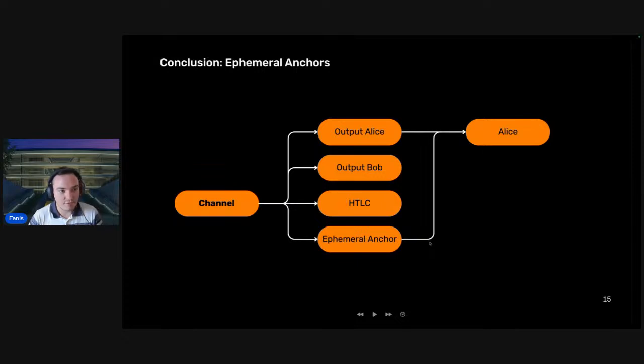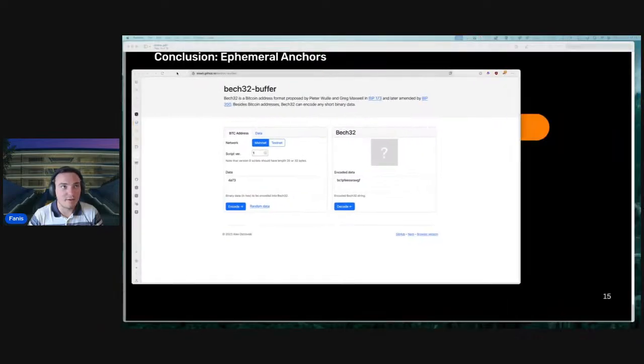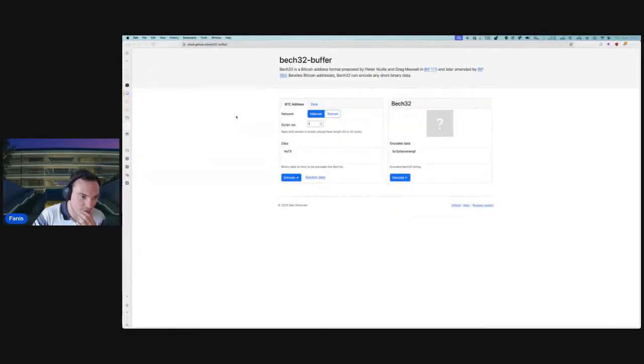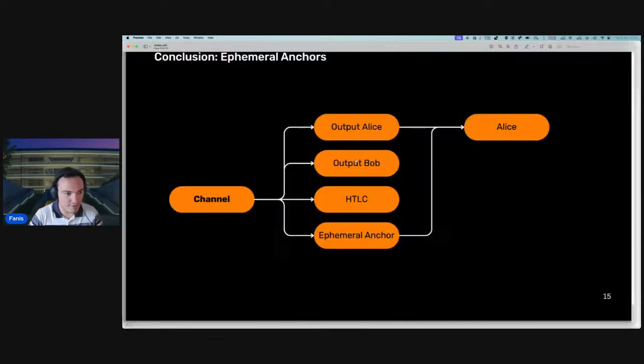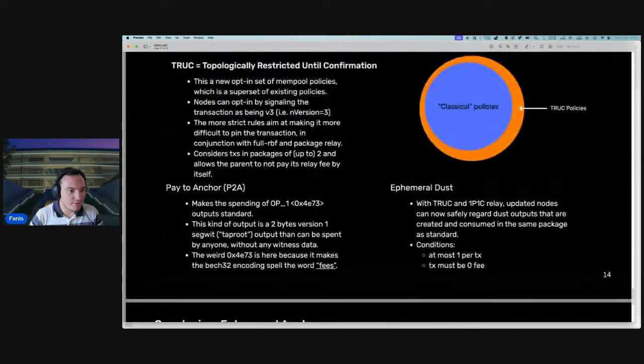So yeah, that's it for ephemeral anchors. I just wanted to quickly show you where this weird chain of hexadecimal numbers comes from.